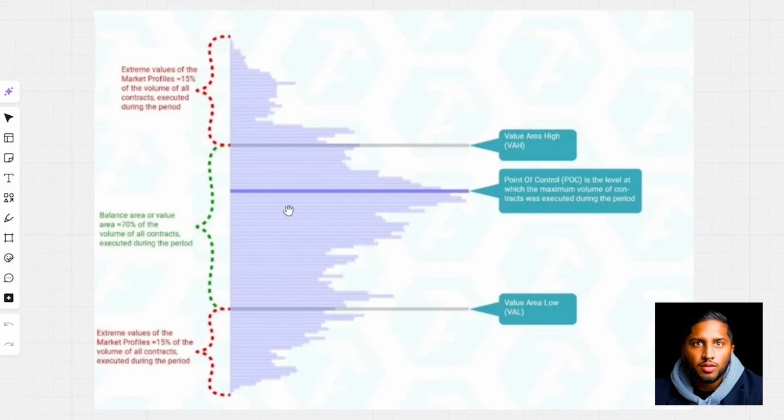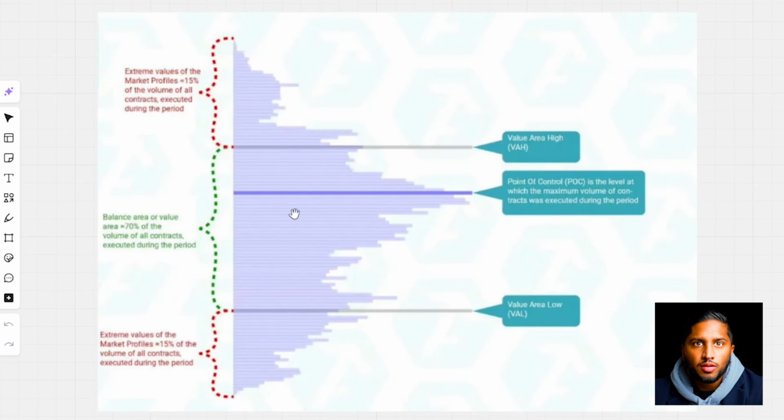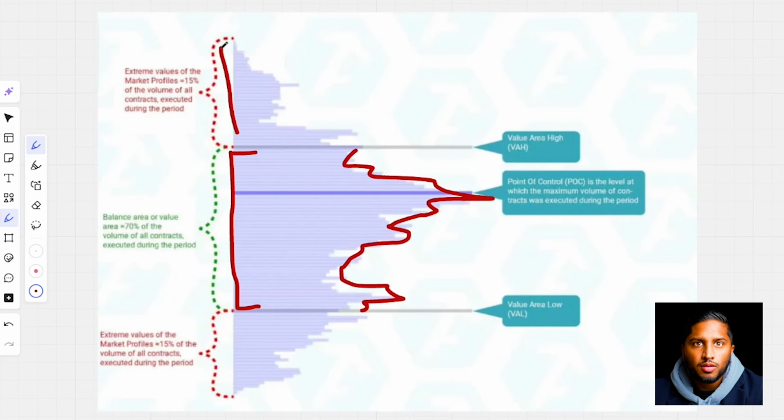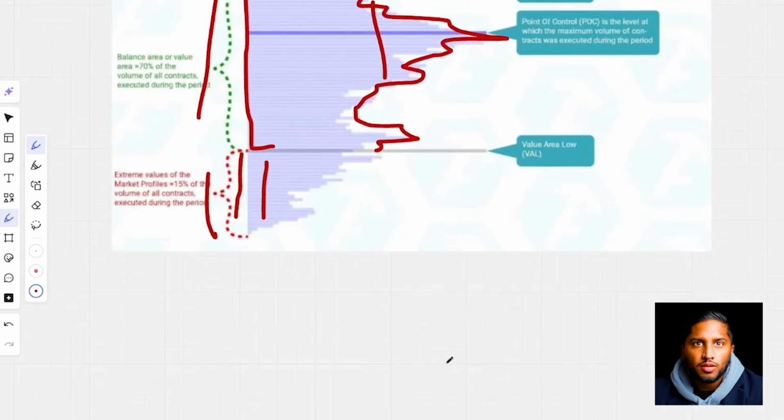I want to show you this illustration first so you know how the indicator is broken down. So the volume profile indicator will highlight 70% of where most of the trading activity has taken place, and that's in this zone right here. So all of these nodes, and anything above or below, represents 15%, which is extreme values of the market profile and the volume of all the contracts executed in this area. So these are low volume, this is high volume, this is low volume, this is 15%, and this is 70%. And the indicator is going to look something like this.